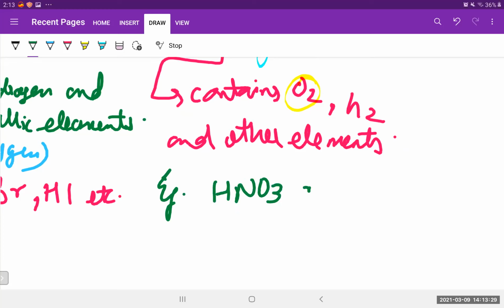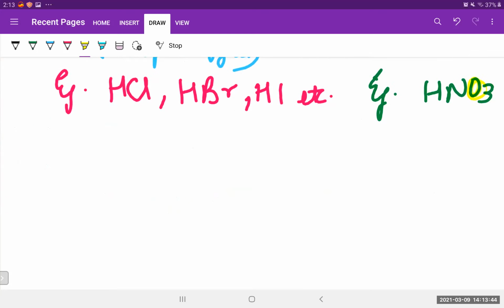HNO3, that is nitric acid, H2SO4, H3PO4. So can you see what's the difference? Oxygen is the difference. Okay. Is it clear up till here? Let's talk about something else, another classification.